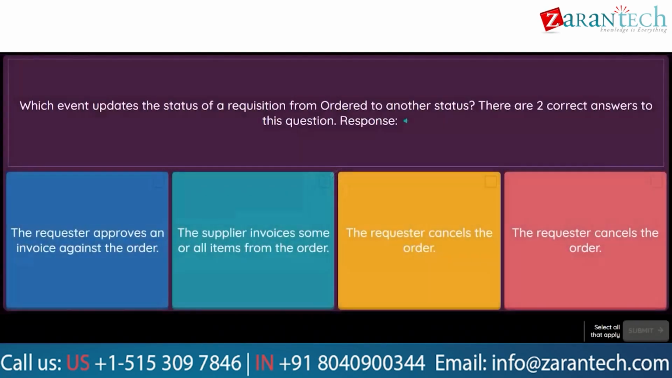Question: which event updates the status of a requisition from ordered to another status? There are two correct answers to this question. Response: Option 1, the requester approves an invoice against the order. Option 2, the supplier invoices some or all items from the order. Option 3, the requester cancels the order. Option 4, the requester cancels the order.